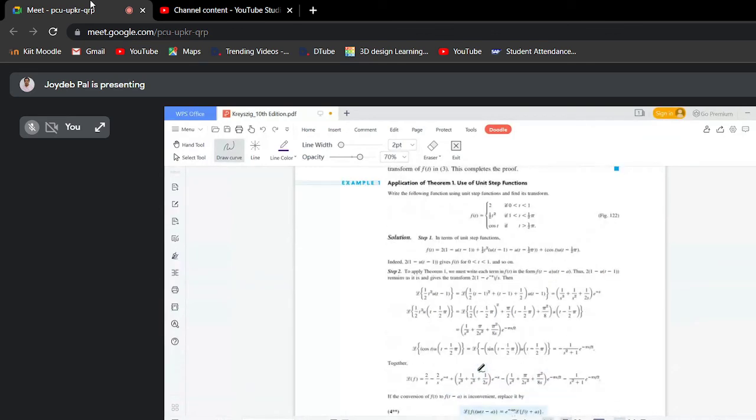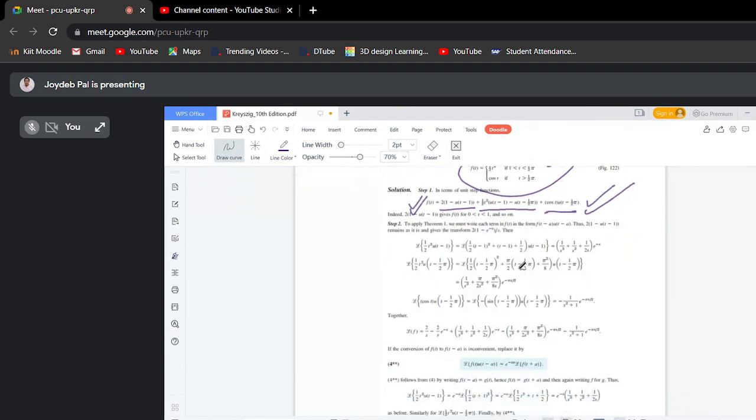Now, after representing the piecewise function as a single function, you can take the Laplace transform: the Laplace transform of this, plus the Laplace transform of this, plus the Laplace transform of this. Now you can apply the t shifting theorem, the second shifting theorem, to find the Laplace transform of this function. I will explain this in the next class, how to apply the t shifting theorem.